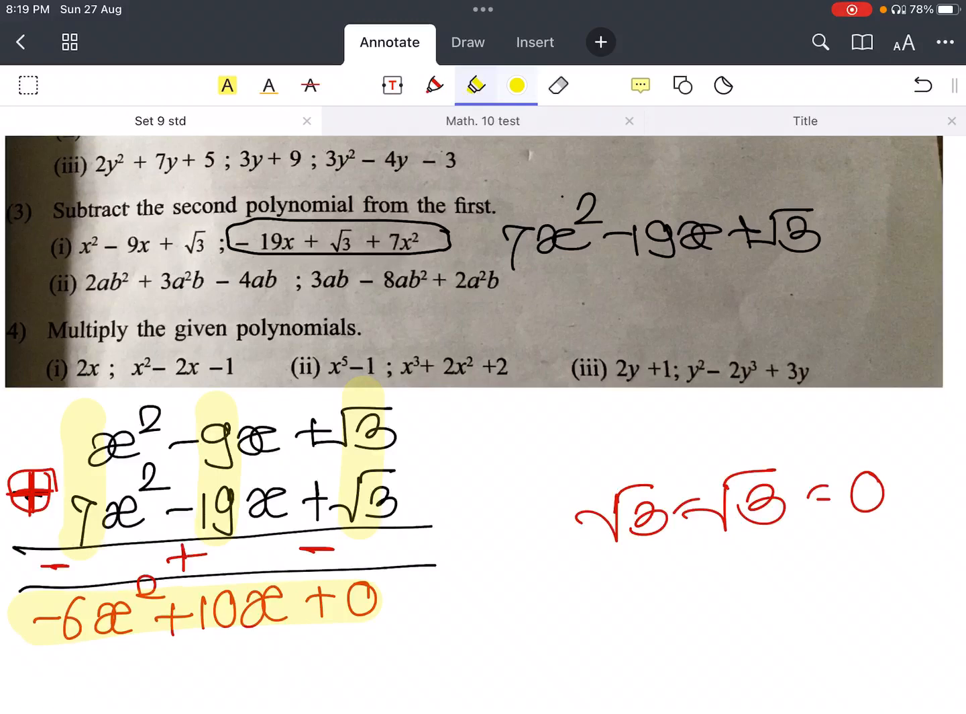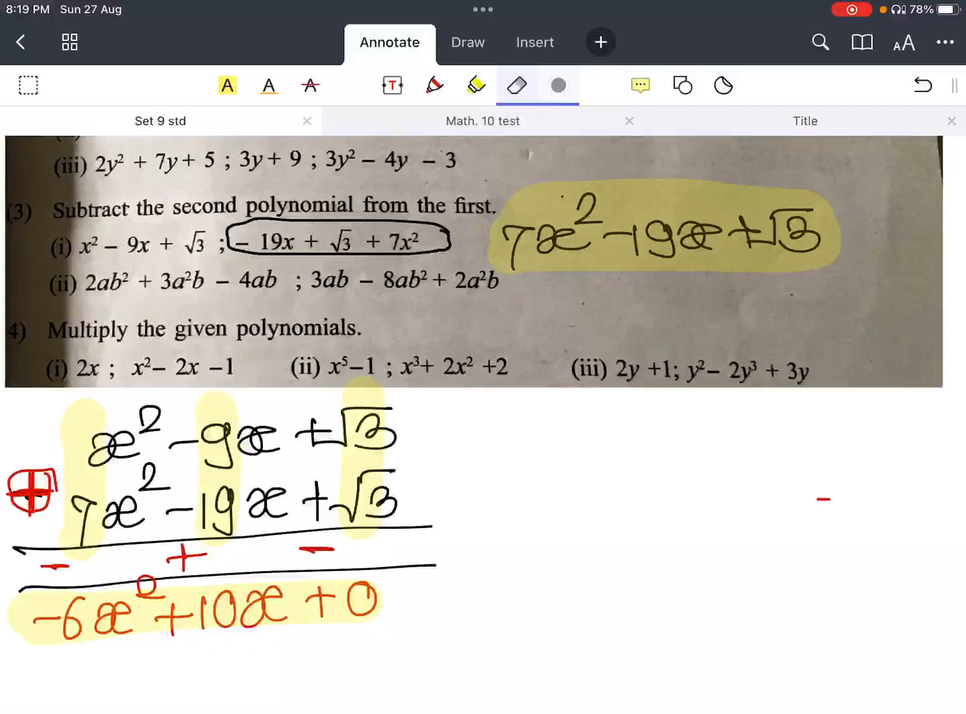Clear? And this is the most important step that we have to perform before we solve. Clear? Now let's move to the next example. So what is the next example? Just 2ab square plus 3a square b minus 4ab. So this is our question. Next one, 3ab minus 8ab square plus 2a square b.